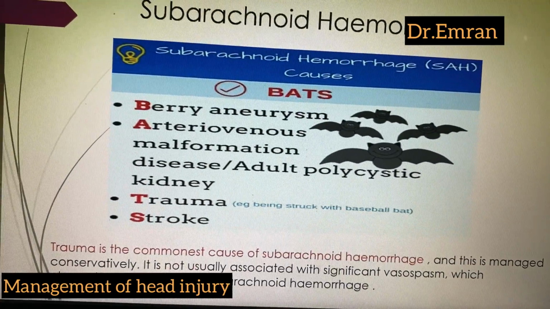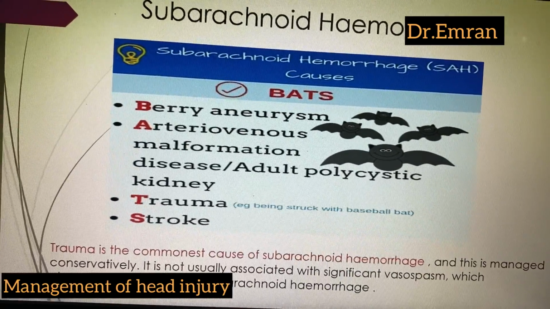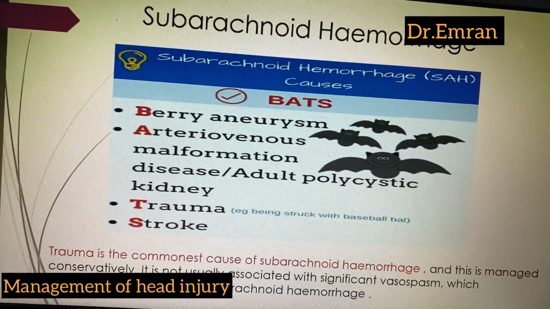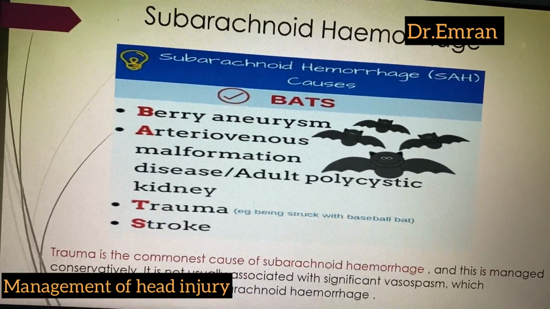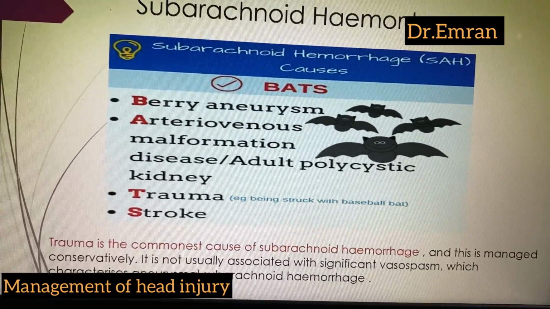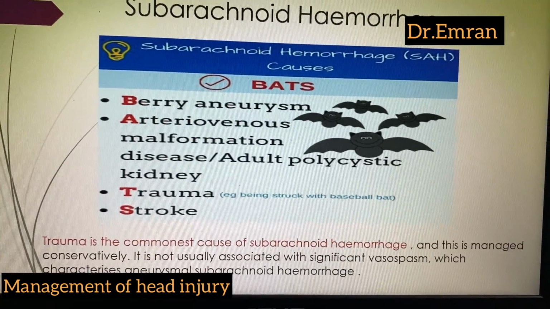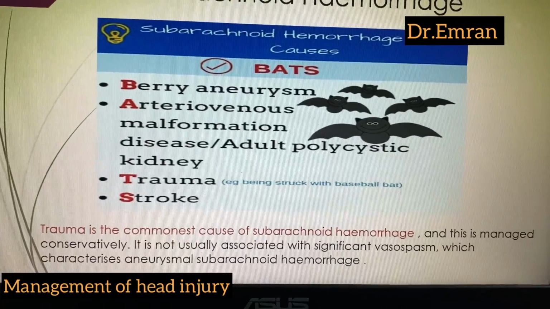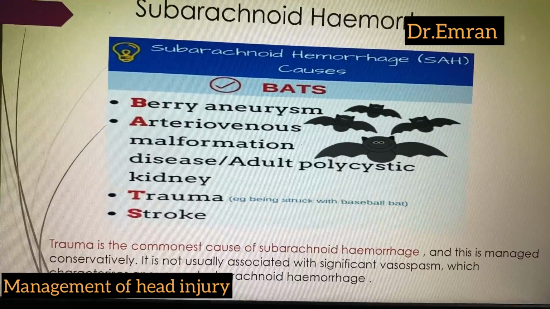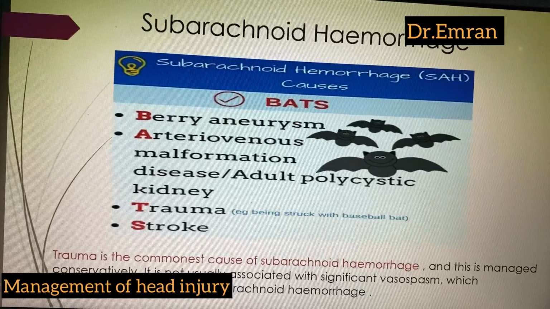And the causes of subarachnoid hemorrhage you can commonly remember by the mnemonic BATS: Berry aneurysm, arteriovenous malformation, adult polycystic kidney disease, trauma and stroke. Trauma is our main concern in this topic and the commonest cause of subarachnoid hemorrhage. The patient will suffer from thunderclap headache, the worst headache of his or her life, with neck stiffness, as the patient suffers vasospasm, which causes neck stiffness. These are the clinical signs for a subarachnoid hemorrhage patient.